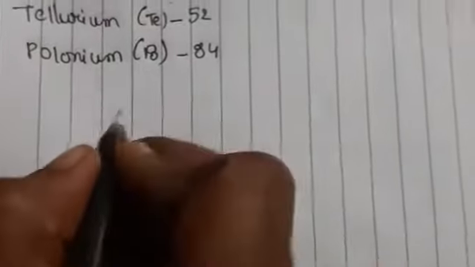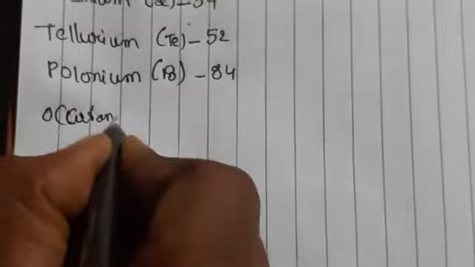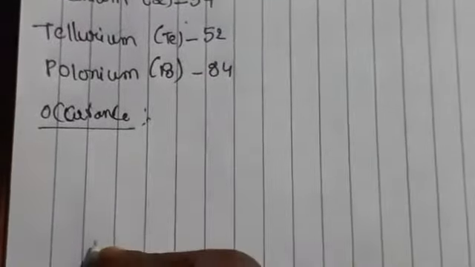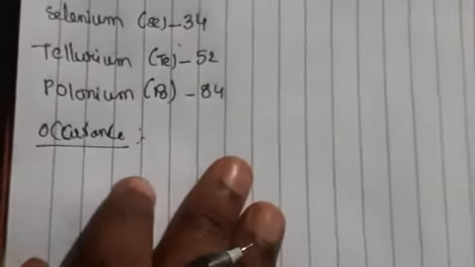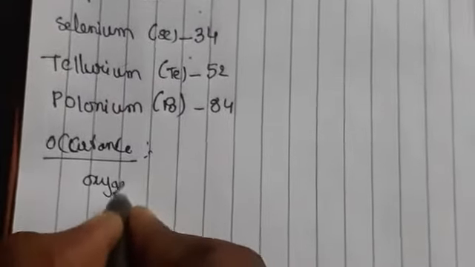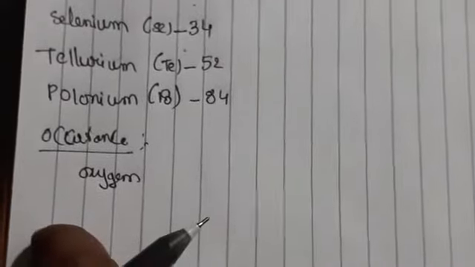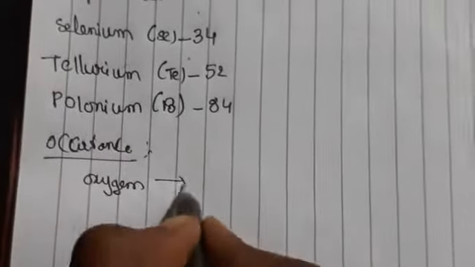Okay, so now let us see occurrence. Where it occurs mainly. Occurrence is nothing but where it is going to occur in our earth crust. Okay, so we can say oxygen is the most abundant element in the earth crust. It forms 46.6% of earth crust.